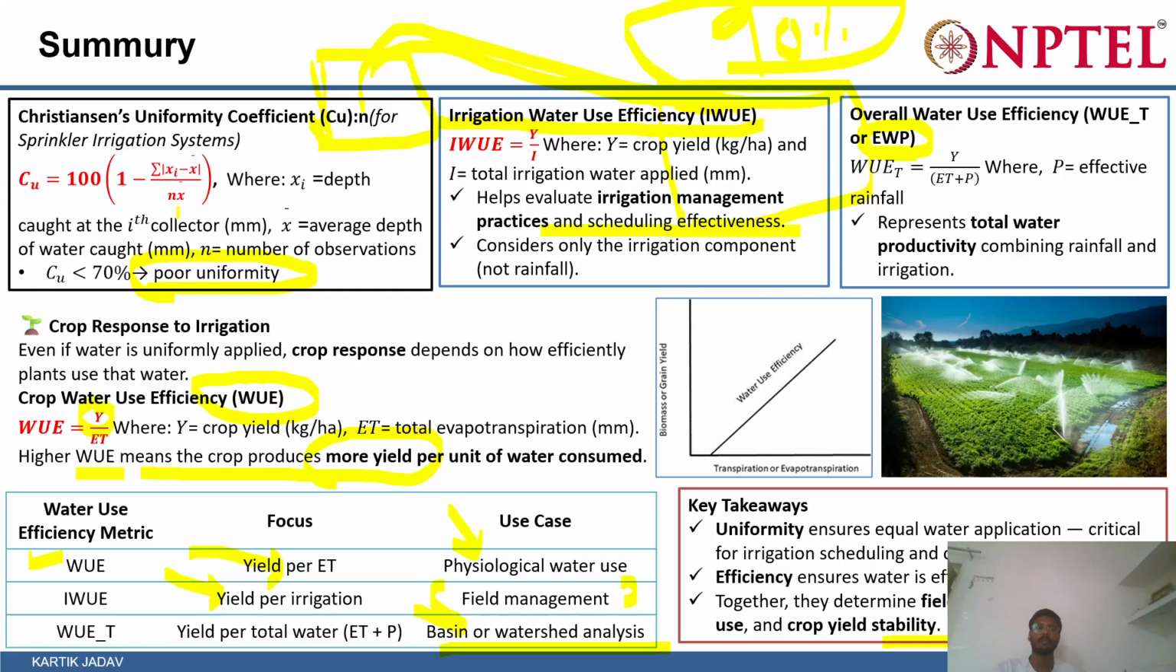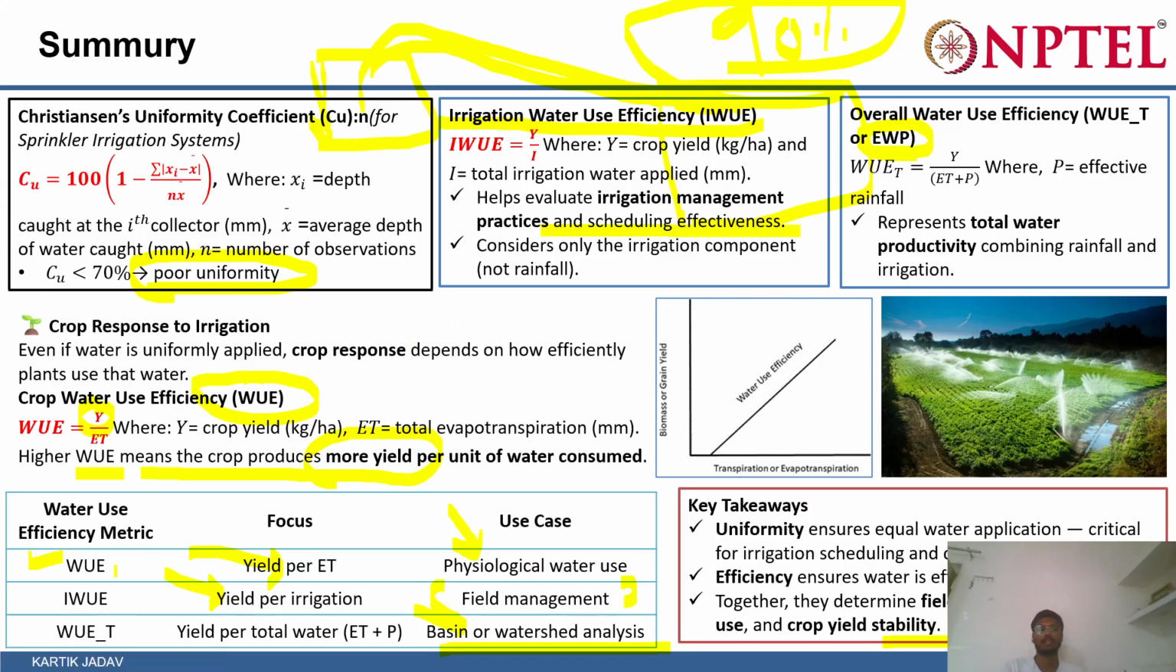And even if you are applying water uniformly, the crop response to water application is not similar in the entire field. That depends on various aspects. Due to that, we have also defined water use efficiency, irrigation water use efficiency, as well as overall water use efficiency. So all these are different aspects.